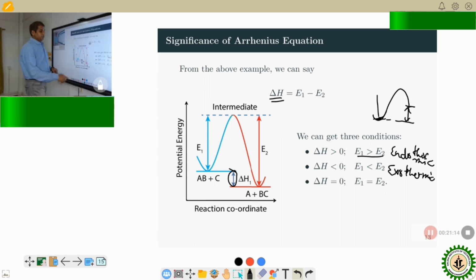And another possibility is delta H equals 0. That means the activation energy on both sides is the same. So in this case, the process will be mostly driven by the entropy factor. One example for delta H equals 0 is the melting of ice. In this case, the amount of energy is more or less the same before and after, but the amount of entropy increases when ice melts.